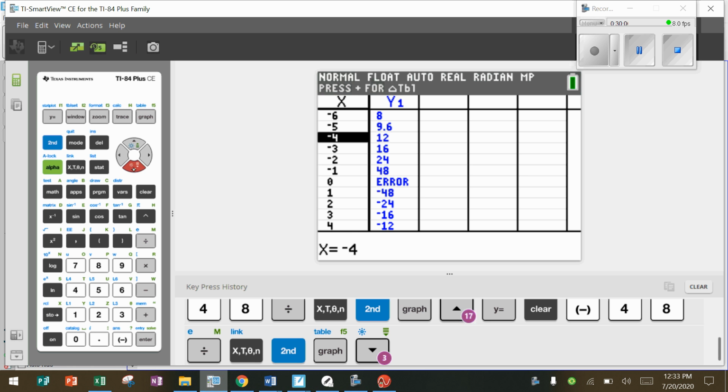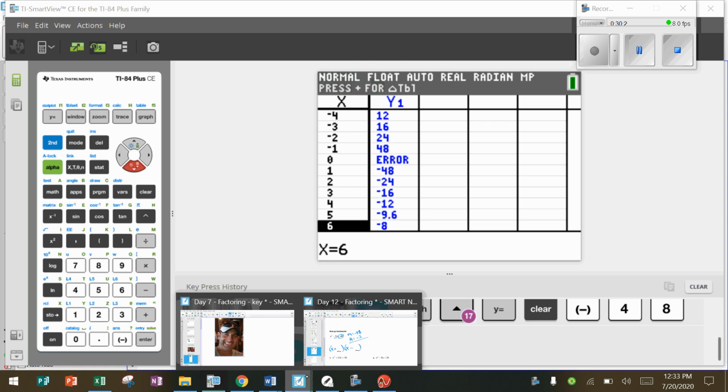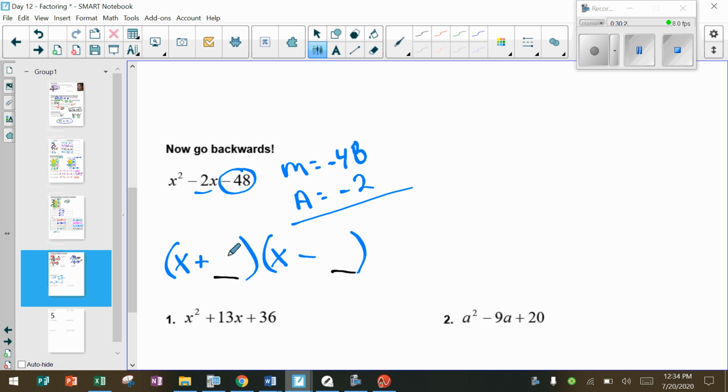We need a negative 2, which kind of makes me think that I can use the same numbers, but switch which one's positive and which one is negative. Now, 6 plus negative 8 is negative 2. 6 times negative 8 is negative 48. So my numbers would be 6 and negative 8, which means my factors are positive 6 and negative 8.